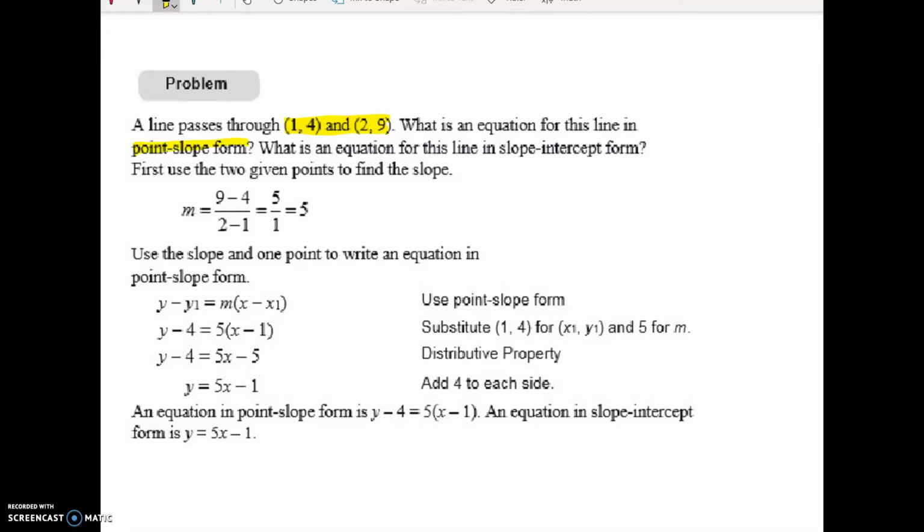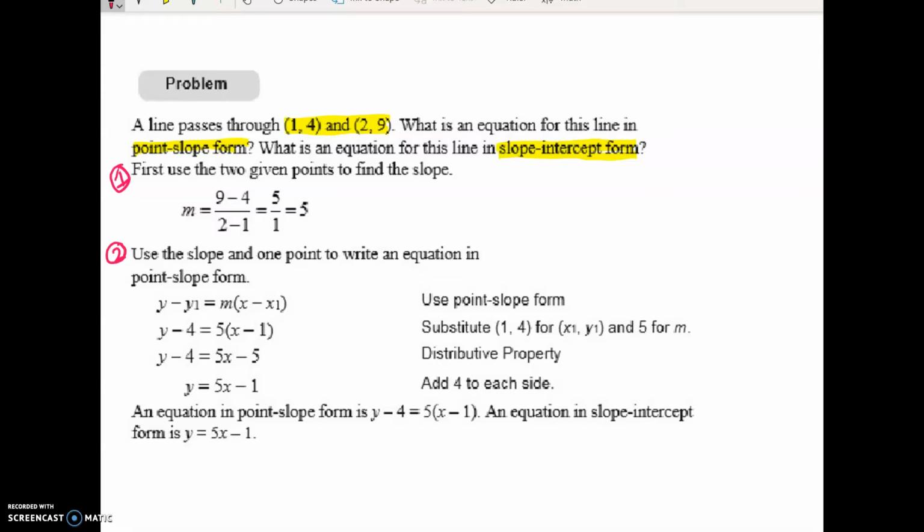So that's first. And then they want to know what's the equation if we write it in slope intercept form. So there's kind of like several parts to this problem. So again, we kind of go through this in steps. So the first step is we're going to use the two given points to find the slope. So we use our slope formula, change in y over change in x. So our slope would end up being 5.